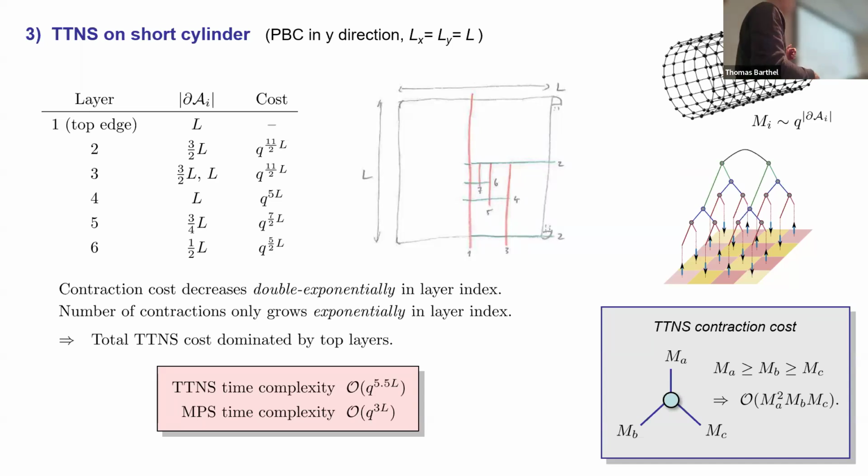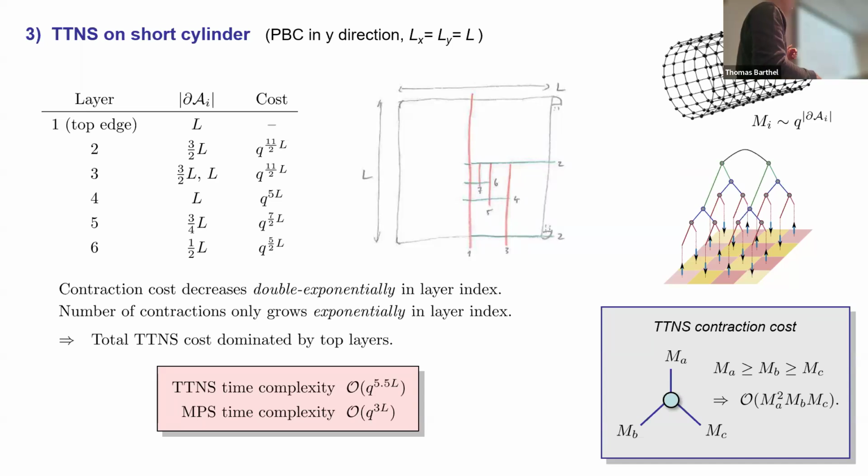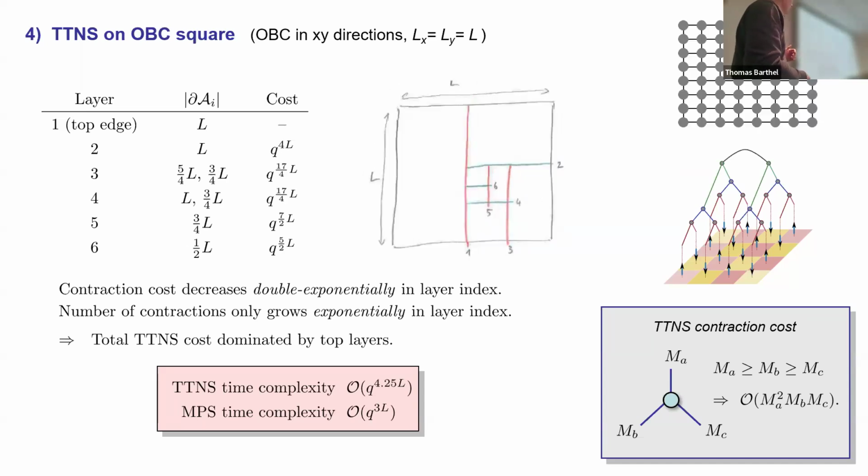Then the costs drop quite a bit from 8L to 5.5L in the exponent, but still much higher than the MPS. And then the best scenario for tree-tensor networks is a square with open boundary conditions. Then these cuts, because in the initial cuts this is now not a boundary, it's not an interface between subsystems, so it doesn't contribute to the computation costs. And you go down now to exponent 4.25 compared to 3 in the MPS.